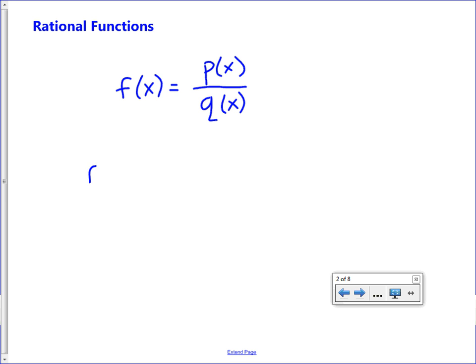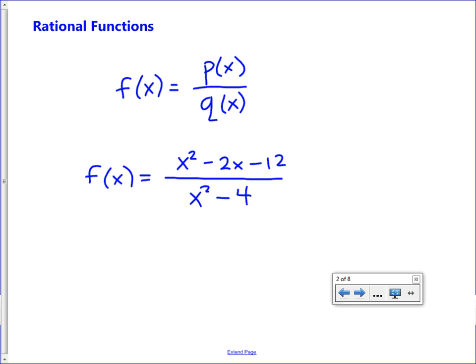So an example of one of these functions might be something like a whole trinomial on top, maybe x squared minus 2x minus 12. And on bottom, maybe x squared minus 4. This is a good example of a kind of complicated rational function, which we will learn how to graph. We're not going to start with those, though.